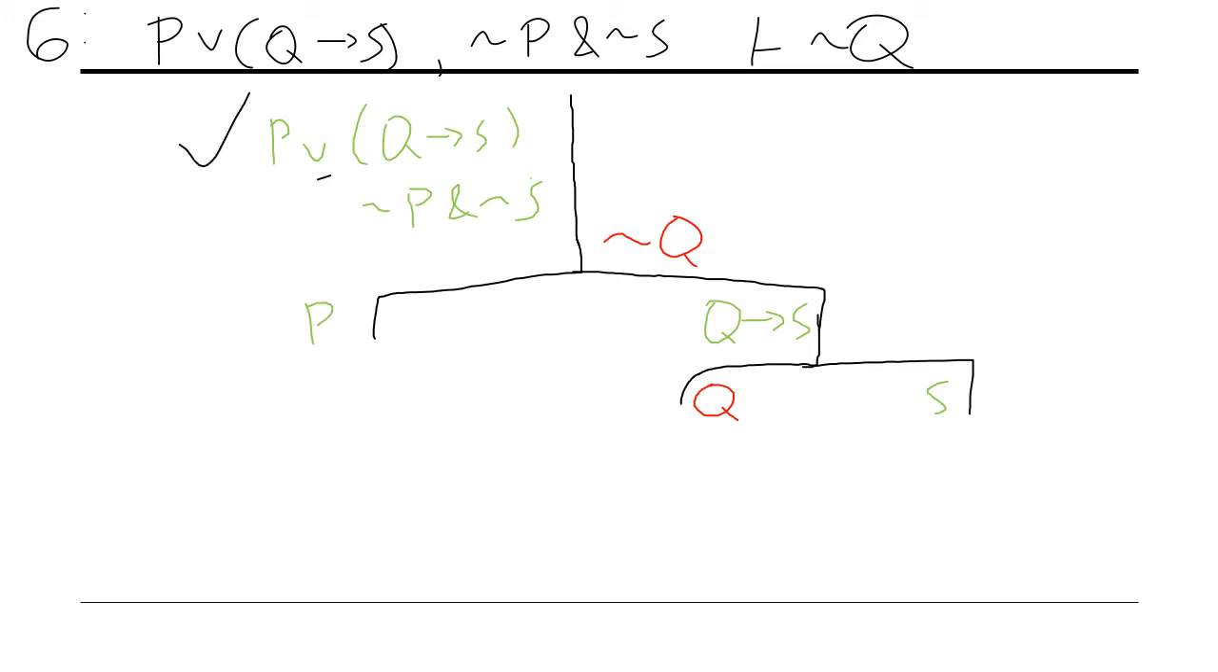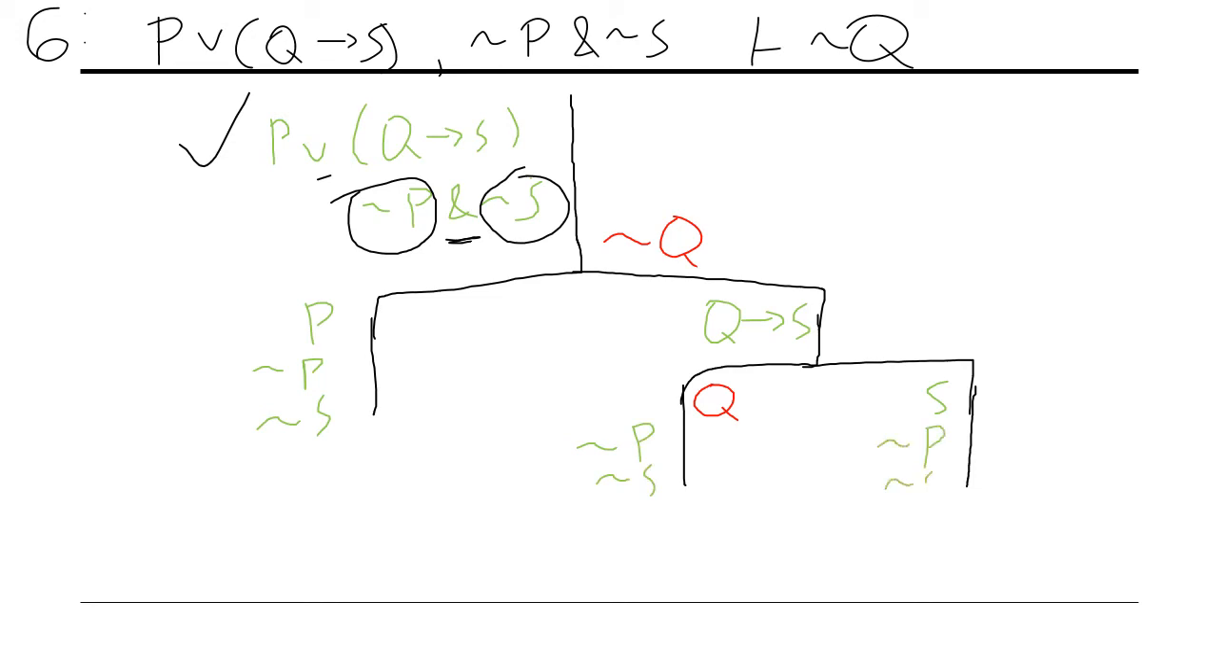Let's look at our second premise. Our main operator is the ampersand. So that's going to be a stack, because it's on the left hand side. So we have not P, not S, not P, not S, not P, not S. Then we just gotta flip those across. P, S, P, S, P, S. So that one's all done.